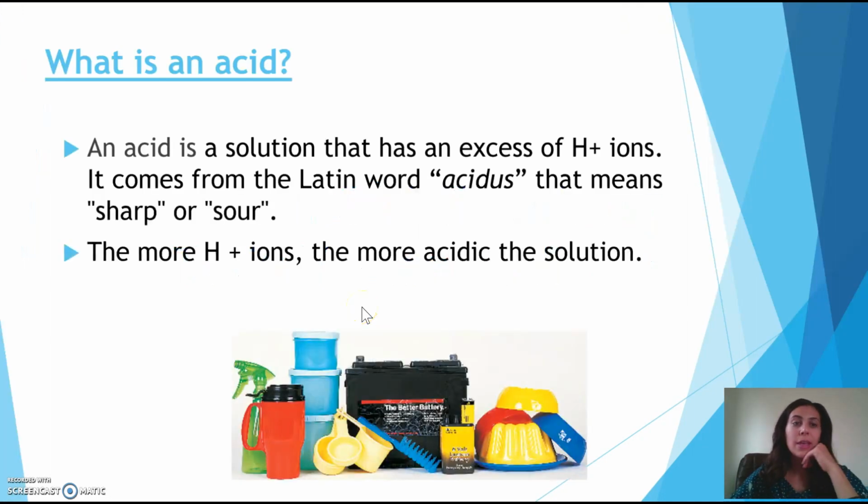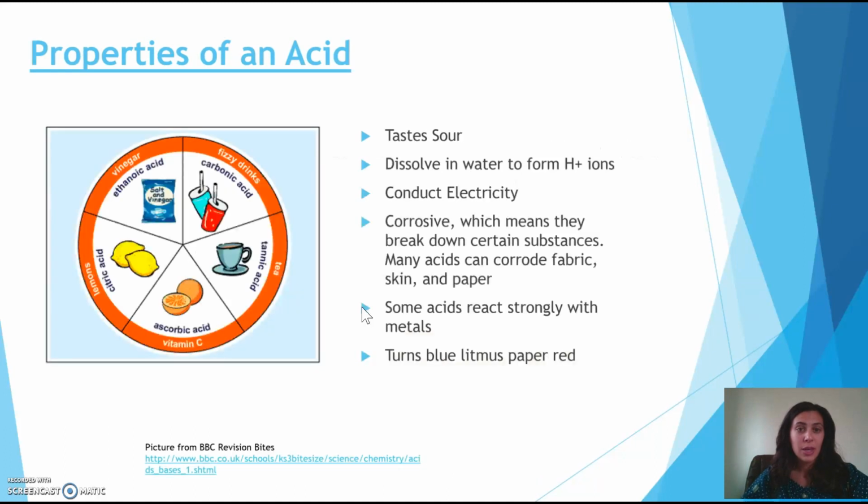Let's take a look. An acid is a solution that has an excess of hydrogen ions. It comes from the Latin word acidus, which means sharp or sour. The more hydrogen ions there are, the more acidic a solution is. So here are some properties of an acid.